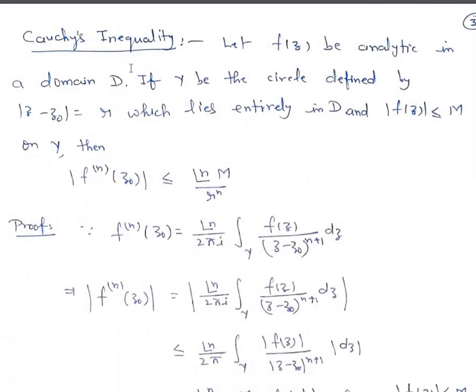Now let's take the proof of Cauchy's inequality. The proof is very simple. What is the statement? Let f(z) be analytic in a domain D. If Γ be the circle defined by mod of z minus z₀ is equal to r, which lies entirely inside D, and function f(z) is bounded, that is mod of f(z) is less than or equal to M on Γ, then mod of fⁿ(z₀), meaning the nth derivative of the function at z₀, is less than or equal to factorial n into M divided by rⁿ.